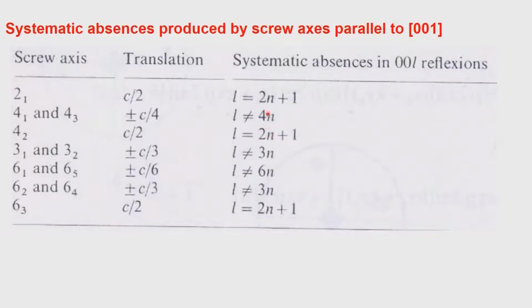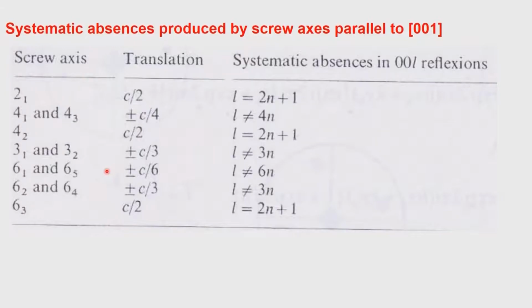What is interesting is the systematic absences follow a certain trend among the tetragonal and the trigonal and the hexagonal systems. That is because in all these cases the unique axis is z, and therefore, the screw axis is parallel now to the unique axis. Since the screw axis is parallel to the unique axis or along the unique axis, the systematic absences will develop differently depending upon the nature of the screw axis operation which we invoke.